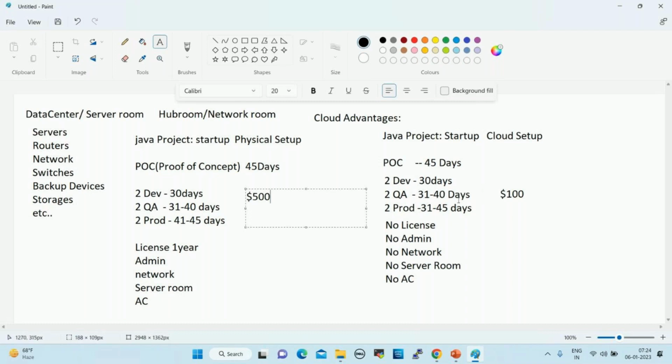That is why the client always looks for cost saving, right? So they are migrating to cloud environment, cloud infrastructure, cloud servers because of cost saving and also time saving. That is why every project team is migrating to cloud, right? Currently, already 50% of the project teams have migrated to cloud. Most of the project teams are trying to migrate to cloud because of cost saving.